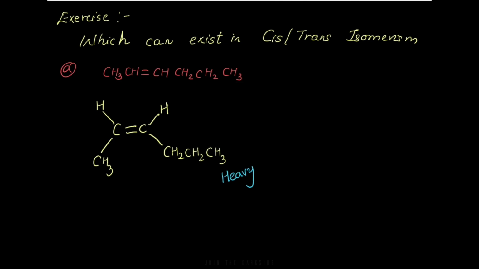And on the left side I have hydrogen and a methyl group, and in this case it's going to be the methyl group which is going to get priority. Okay, and the two heavy groups are on the same side, and therefore this is going to be cis. So if you can write cis, definitely we can also have trans configuration, right? So we write the trans configuration switching one of the groups.